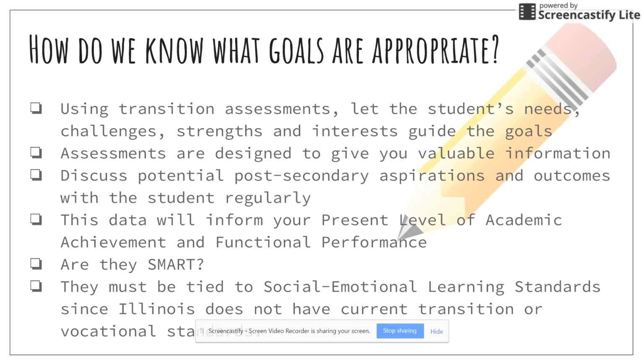Transition assessments are designed to give you valuable information. You can find them over the internet, or your school may have them created themselves, but they are made to help you learn more about your student. You should discuss potential post-secondary aspirations and outcomes with the student regularly, and this information will also help you design your goals. This data will inform your present levels, and they should be SMART. If they are SMART, they will likely be more appropriate.